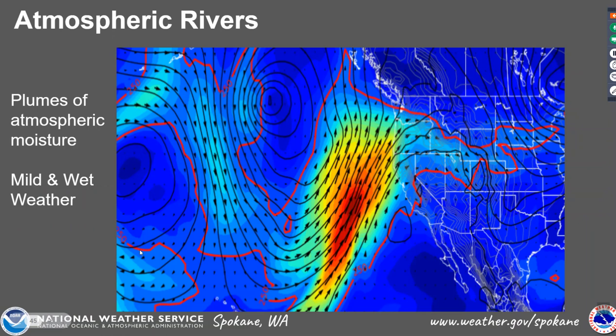Another big thing is atmospheric rivers. That's just plumes of moisture that move into our region, and it provides wet and mild weather. So that would be kind of today. Atmospheric rivers are generally fairly long and narrow in their shape. Here is a picture of an atmospheric river that would be moving into Oregon and potentially Washington as it moves onshore. It's fairly common in the wintertime for us to see some kind of atmospheric river in our region.